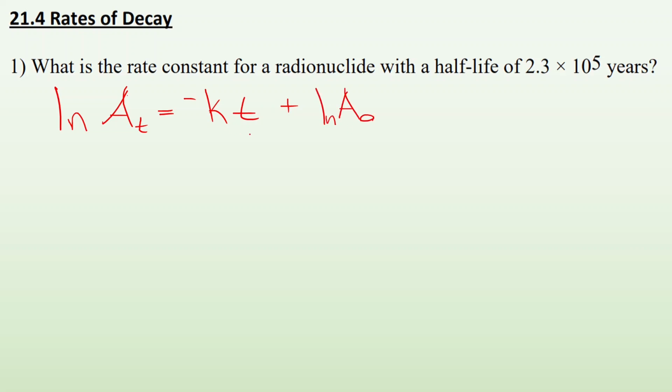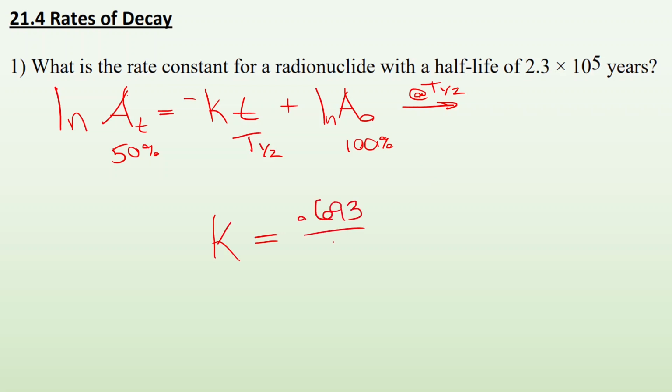All right, now if we go at one half-life, we can solve for the rate constant in terms of the half-life. So you just plug in at some time; you're going to have 50% at one half-life. T is going to be your half-life, and A0 will be 100%. So when we do a little algebra and rearrange to solve for K, we get K equals 0.693 over T 1/2. So now we can just plug in our numbers.